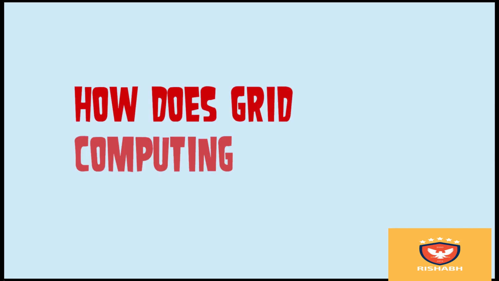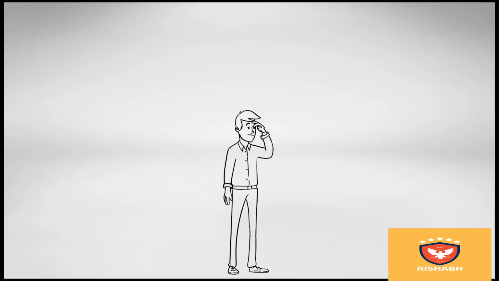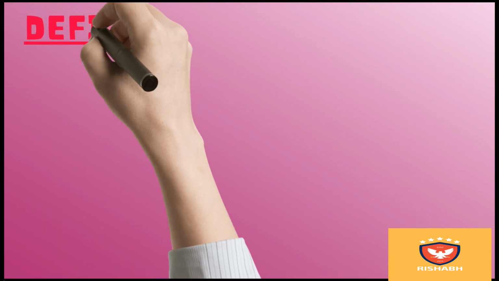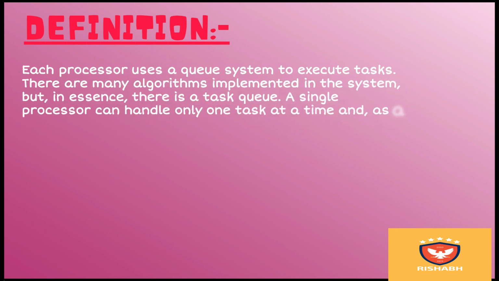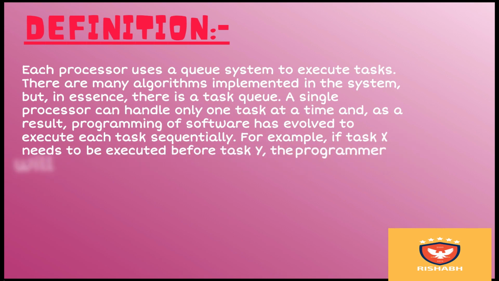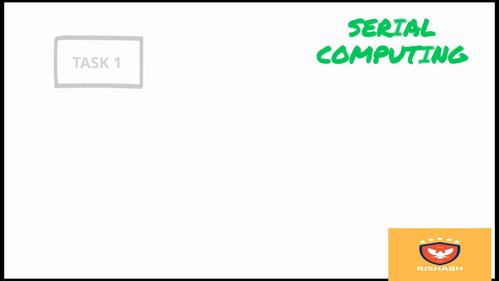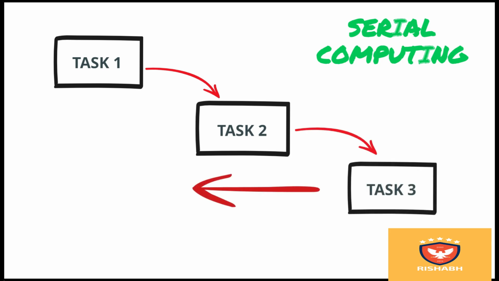Now the question that arises is, how does grid computing work? To understand this and its functioning, we need to first understand the concept of serial computing and parallel computing. So, what is serial computing? By definition, each processor uses a queue system to execute tasks. There are many algorithms implemented in the system, but in essence, there is a task queue. A single processor can handle only one task at a time, and as a result, programming of software has evolved to execute each task sequentially. This is known as serial computing. The first task is implemented, and then the second, and then the third, which results in the final ultimate output.